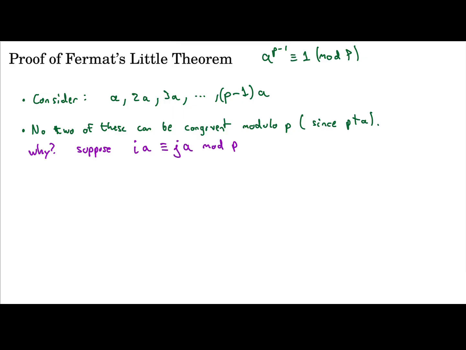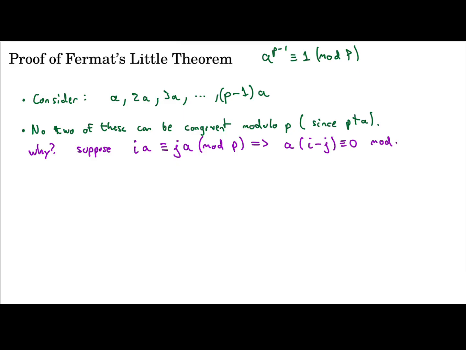So suppose that there are i and j so that two of these are congruent, so maybe i is equal to 3 and j is equal to 10. If that happens, then you can subtract j times a and factor out the a, and that means that a times (i minus j) is congruent to 0 mod p.